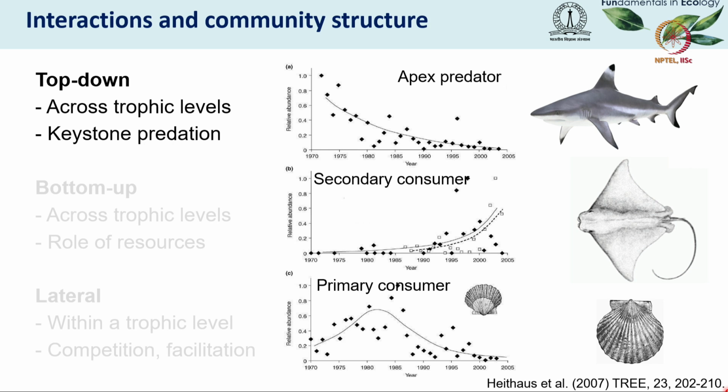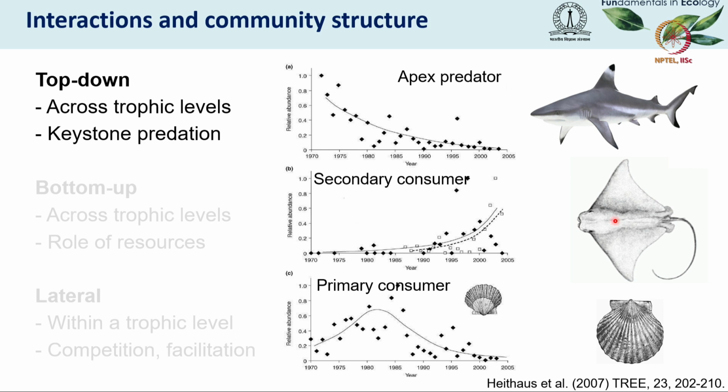So here you have three trophic levels. At the lowest trophic level, you have a primary consumer, which is this mussel here. One trophic level higher, you have the cow-nose ray, which feeds on these mussels. And the apex predator in this system that feeds on the cow-nose ray is the black-tip reef shark. Now, these are data that come from off the coast of the state of Florida in the United States.